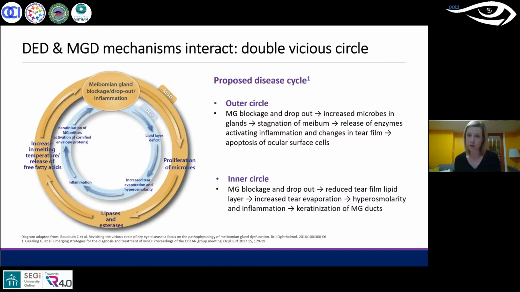So that's our blue inner circle that you see that I've just brought up here. So the lipid layer leads to increased, or reduced lipid layer leads to increased evaporation, to an inflammatory response on the ocular surface, leads to the keratinization of Meibomian glands, and again that feeds into that cycle as well. And this is very much trying to describe and fit together the process of MGD and its chronic progress into what we also know with dry eye disease.